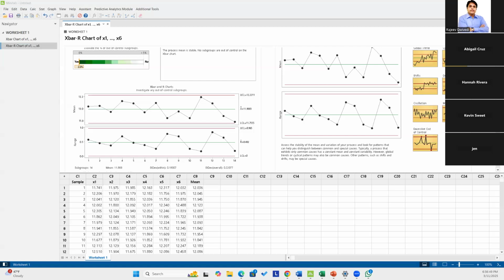Fourth module, if you are able to recognize the trend, which trend is best suited, I think you are fine.